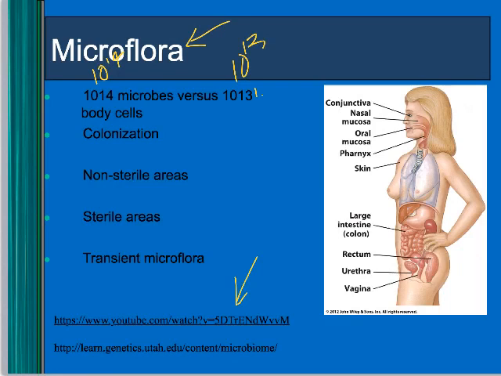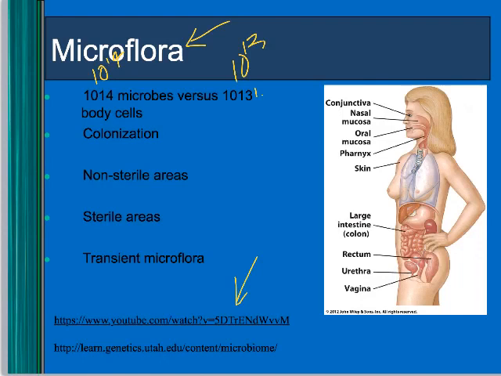So microflora, microbiome, those are all the organisms that live on the body. The NIH has spent probably the past 10, maybe 12 years really starting to study that and trying to figure out the relationships between the bacteria, the fungi on your body and how they actually affect health, how they affect different things. So we have 10 to the 14th microbes versus 10 to the 13th cells in our body. So we have more microbes in our body than we have our own cells.